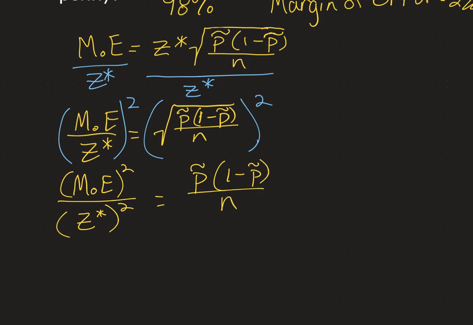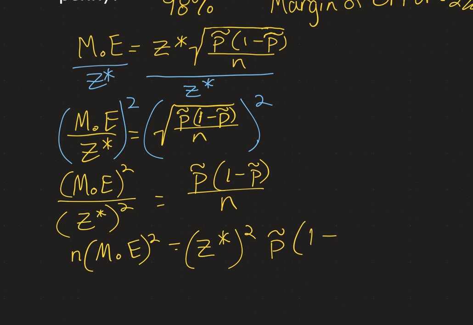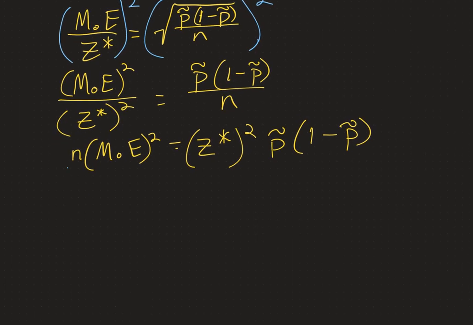Okay, so let's cross multiply. Okay, so if I cross multiply here, I'm going to do this and this. That means I will get on the left-hand side N times the margin of error squared equals, on the other side, Z star squared times the approximate proportion times 1 minus the approximate proportion. Okay? And finally, divide both sides by the margin of error squared.